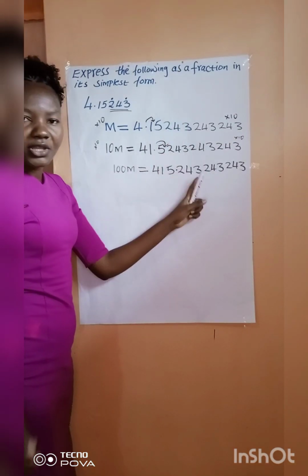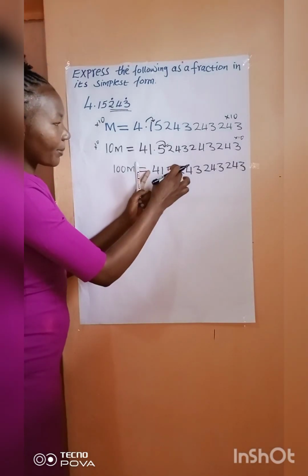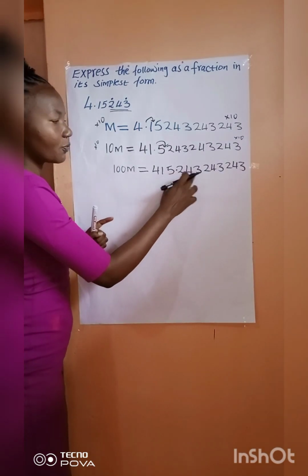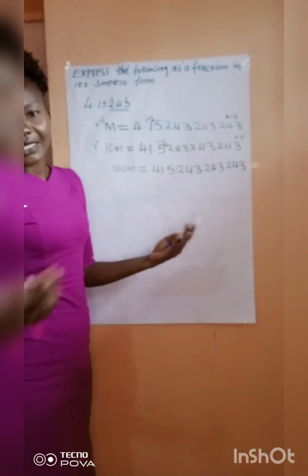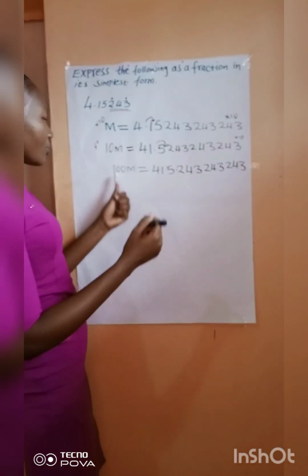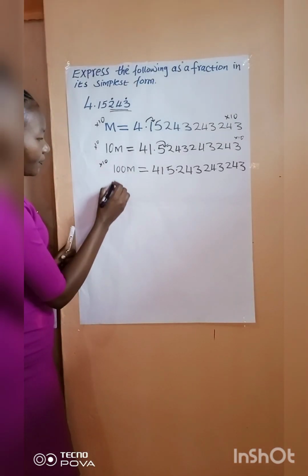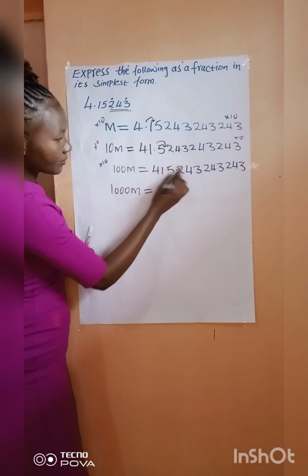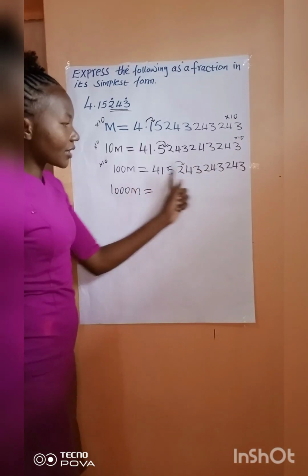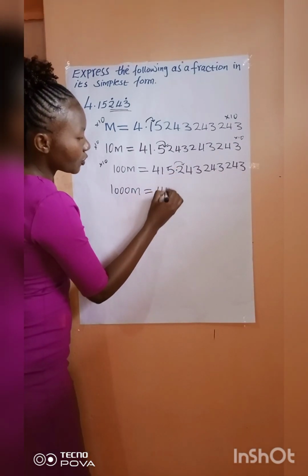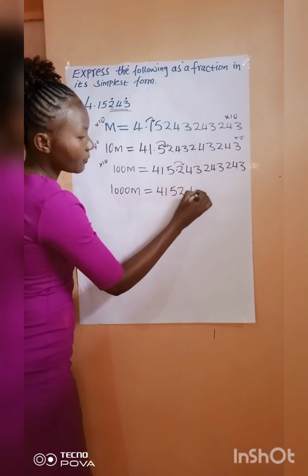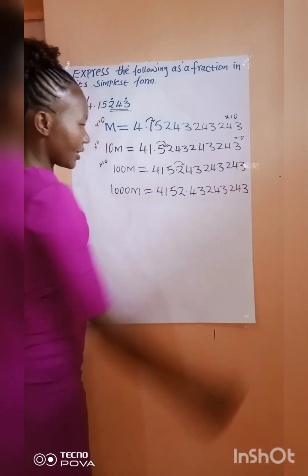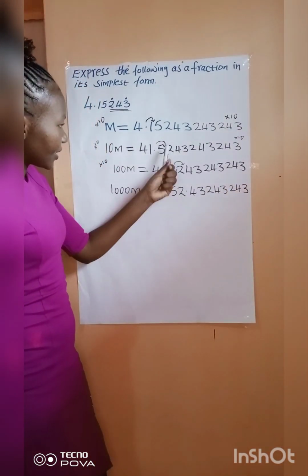So this one cannot give me the number I'm looking for. Still, I can compare this one and this one. My decimal is here, so 0.52, 0.24. Again, if I subtract, I'll still get a number with the decimal point. So I continue multiplying by 10 here again. This one will become 1000m equals, this decimal will shift again here. If you multiply this number by 10, you get 41.524324.